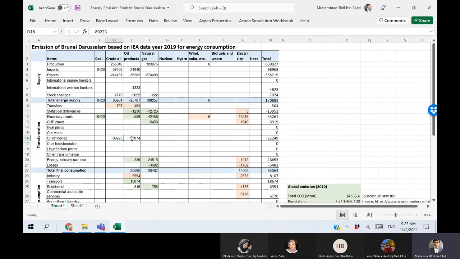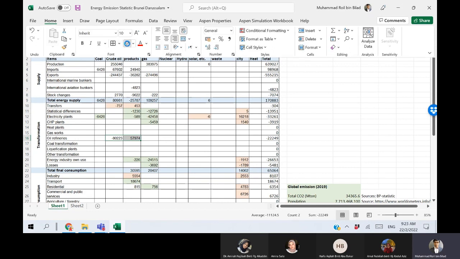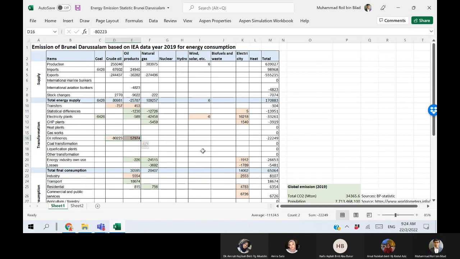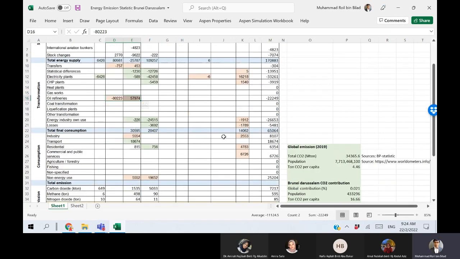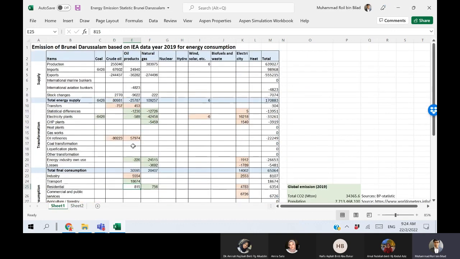Oil refinery consumes crude oil here and produces oil products. So there is no emission here. So this is also excluded. So we're left with something. What? Okay, here, residential oil product.